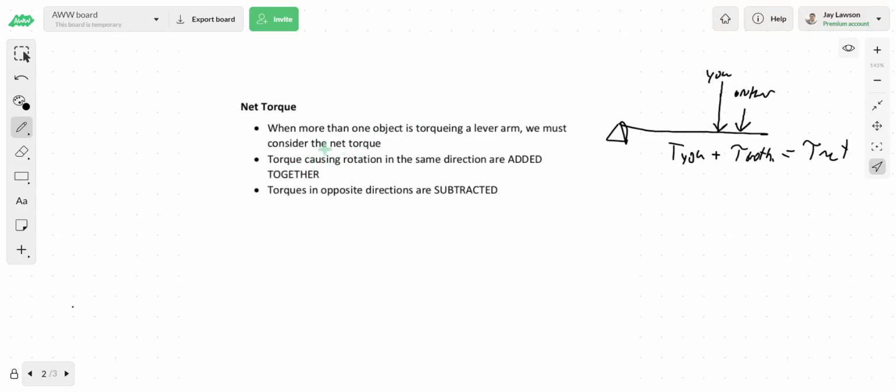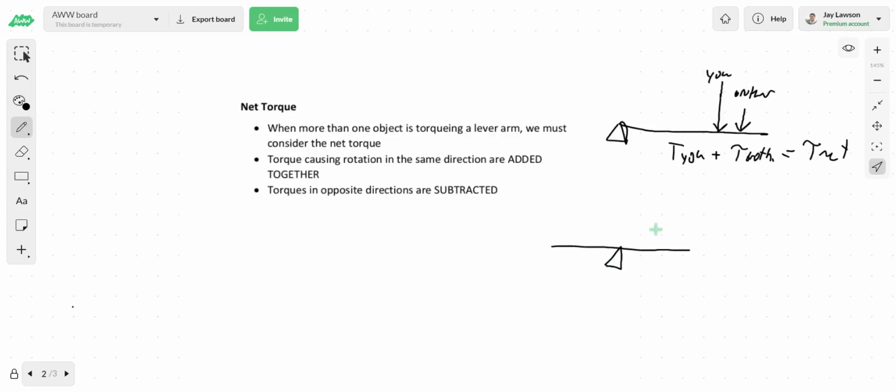So a quick rule here. How did I know to add those together? Well, because we have this rule that says torques causing rotation in the same direction are added together. These two are going in the same direction. You're both pushing from the same side, so you would add those together. But what about torques acting in opposite directions?